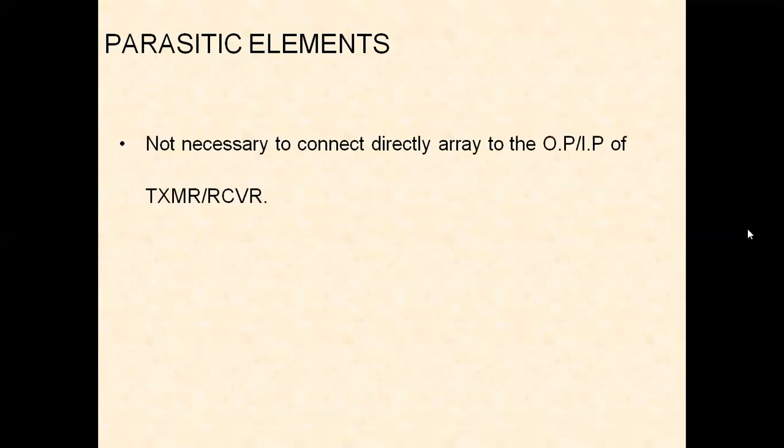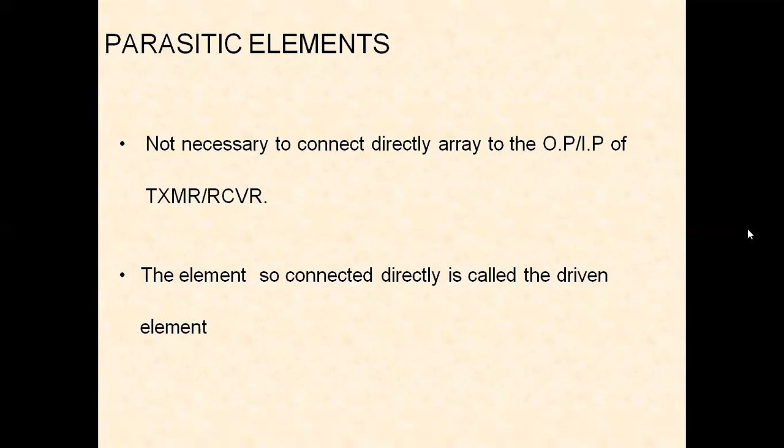Now we will see about the parasitic elements which are used in the design of Yagi antenna. Before going into details about the Yagi antenna, let us look at what the parasitic elements are, because these are the elements that are used to design Yagi antenna. They are not necessarily connected directly to the output or input of the transmitter or receiver. These are the parasitic elements. It is not connected directly. The element so connected directly is called driven element.